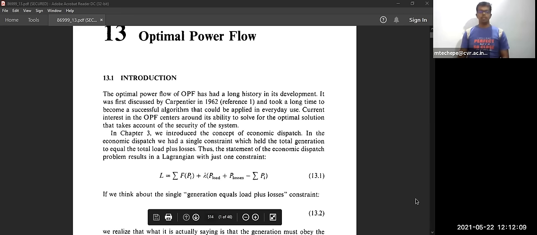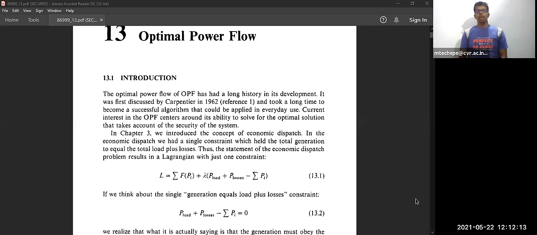Good afternoon, everyone. Today we are going to see about optimal power flow. The optimal power flow has a long history of development. It was first discussed by Carpentier in the year 1962 and took a long time to become a successful algorithm that could be applied in use.